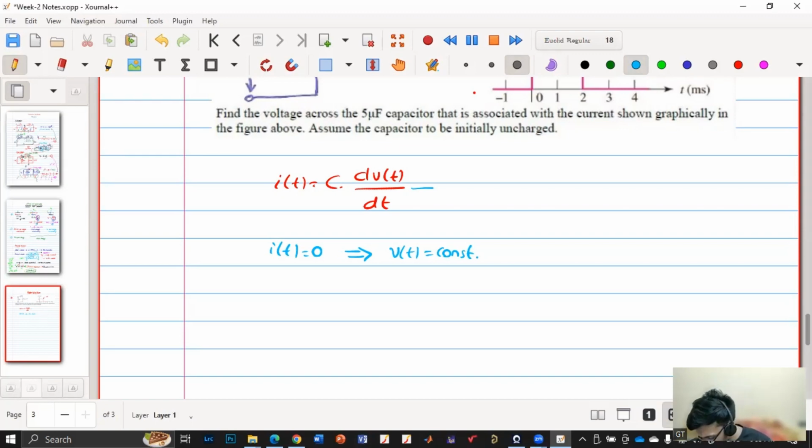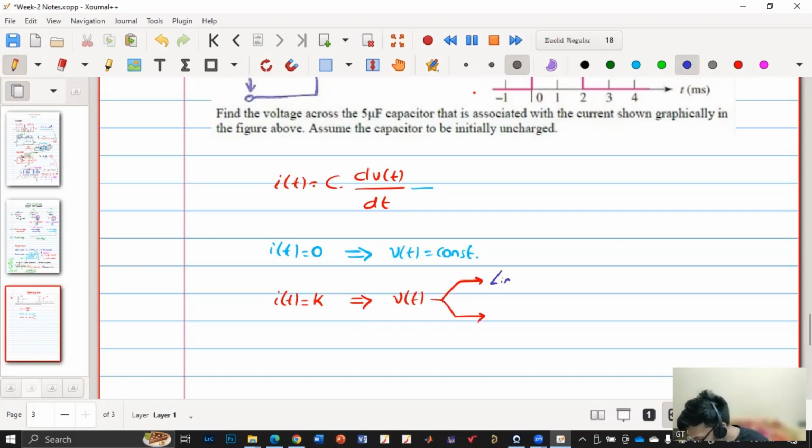Or say i of t is some constant value k and it is fixed. Then can I say anything about V of t? Linearly varying. Yes, V of t is linearly varying. We do not know whether it is increasing or decreasing. It will increase if k is positive. It will decrease if k is negative. So V of t has two such conditions: linearly increasing or linearly decreasing.